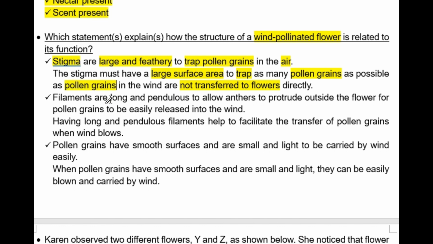Filaments are long and pendulous to allow anthers to protrude outside the flower for pollen grains to be easily released into the wind. Having long and pendulous filaments help to facilitate the transfer of pollen grains when wind blows. Pollen grains have smooth surfaces and are small and light to be carried by wind easily. When pollen grains have smooth surfaces and are small and light, they can be easily blown and carried by wind.